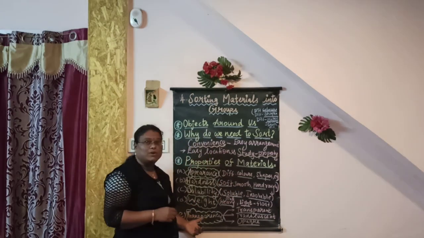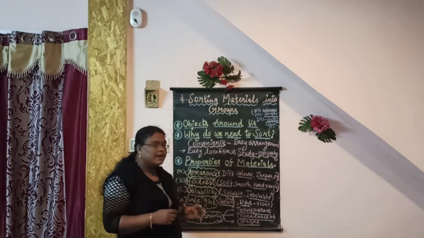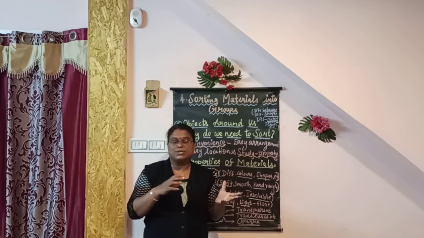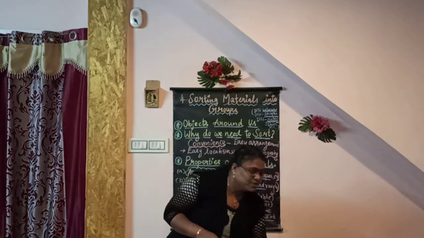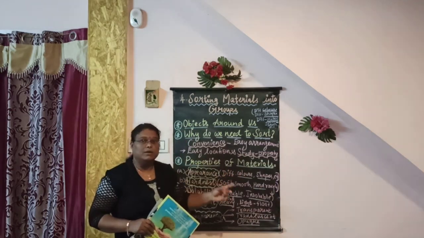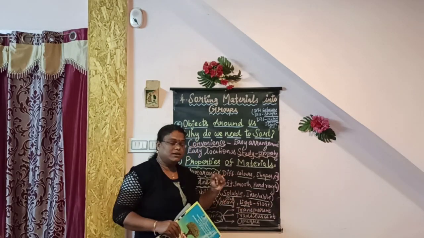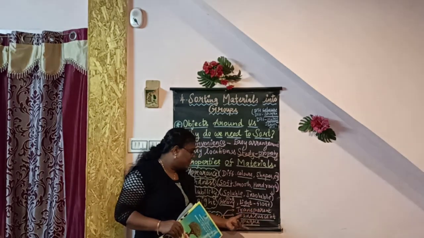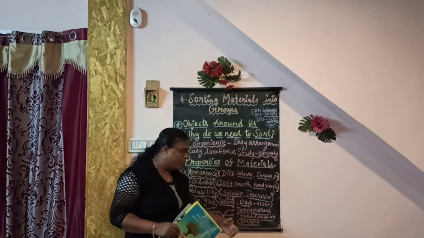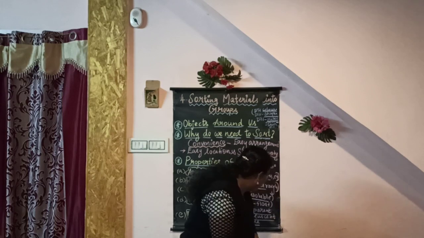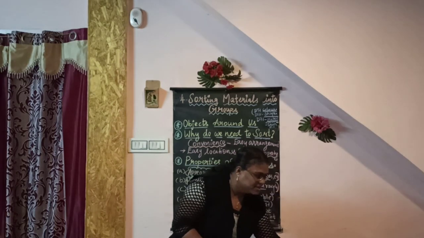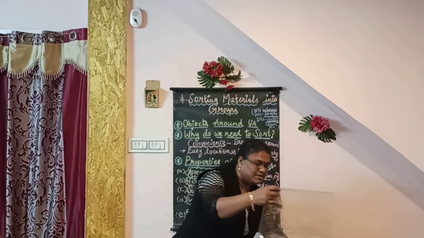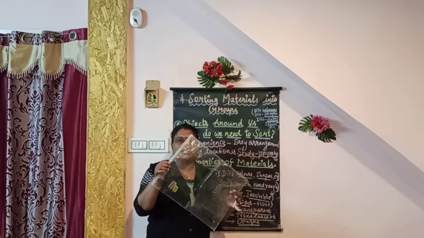And last one is transparency. Transparency is nothing but allowing light to pass through. And under this we are going to see three concepts: transparent, translucent and opaque. Transparent material, translucent material and opaque material. First we are going to see transparent material. See, this plastic is a transparent material.